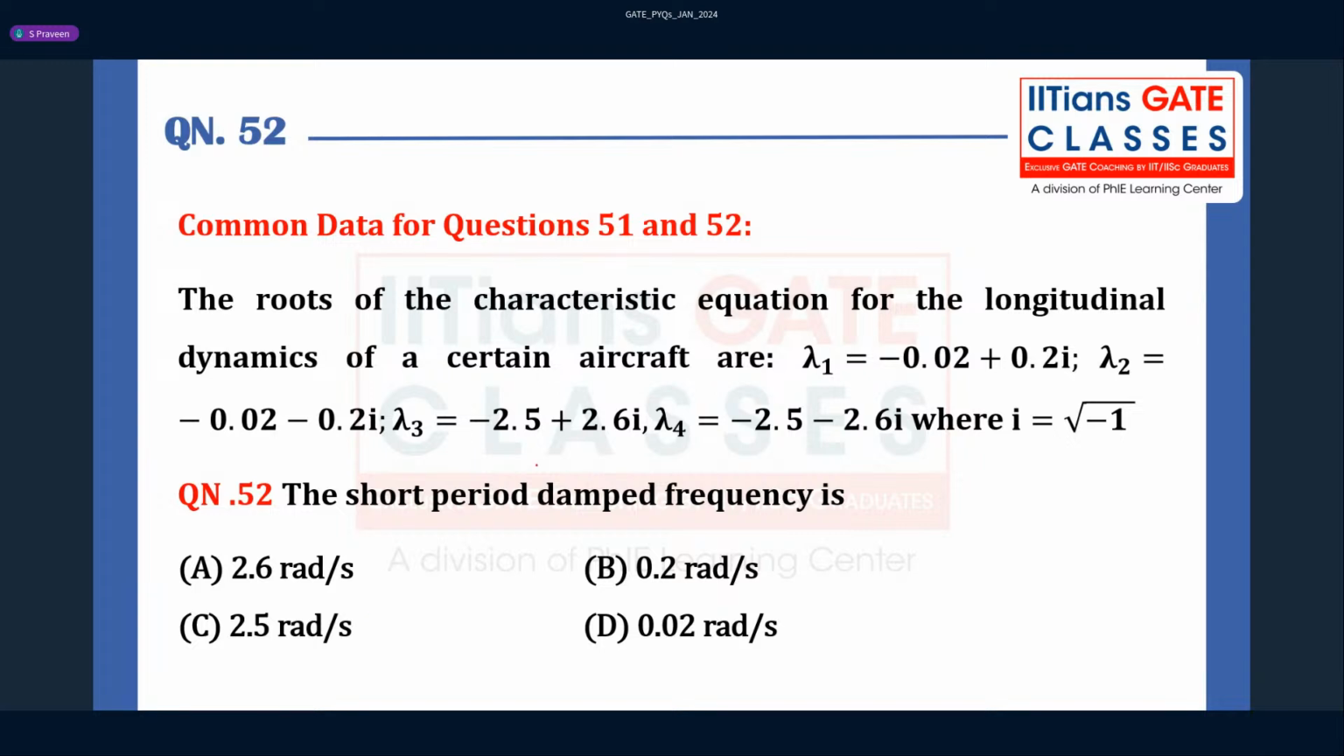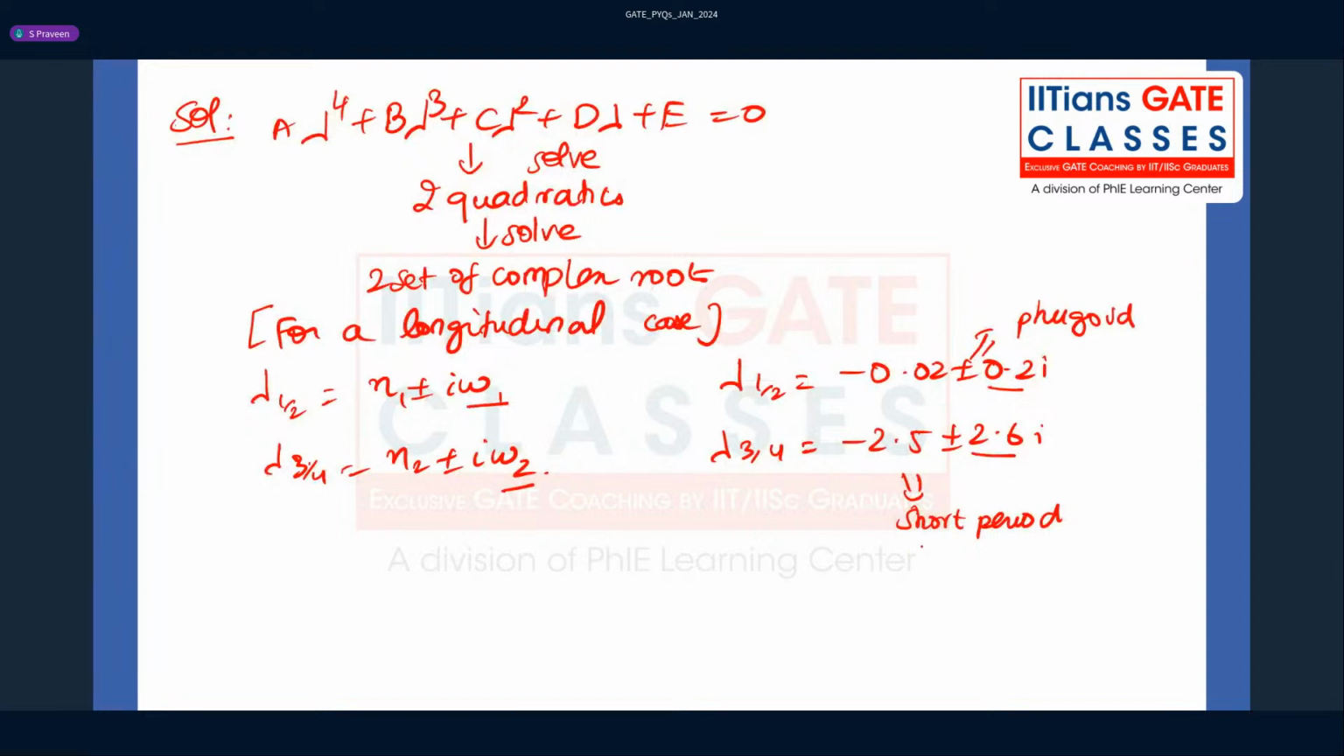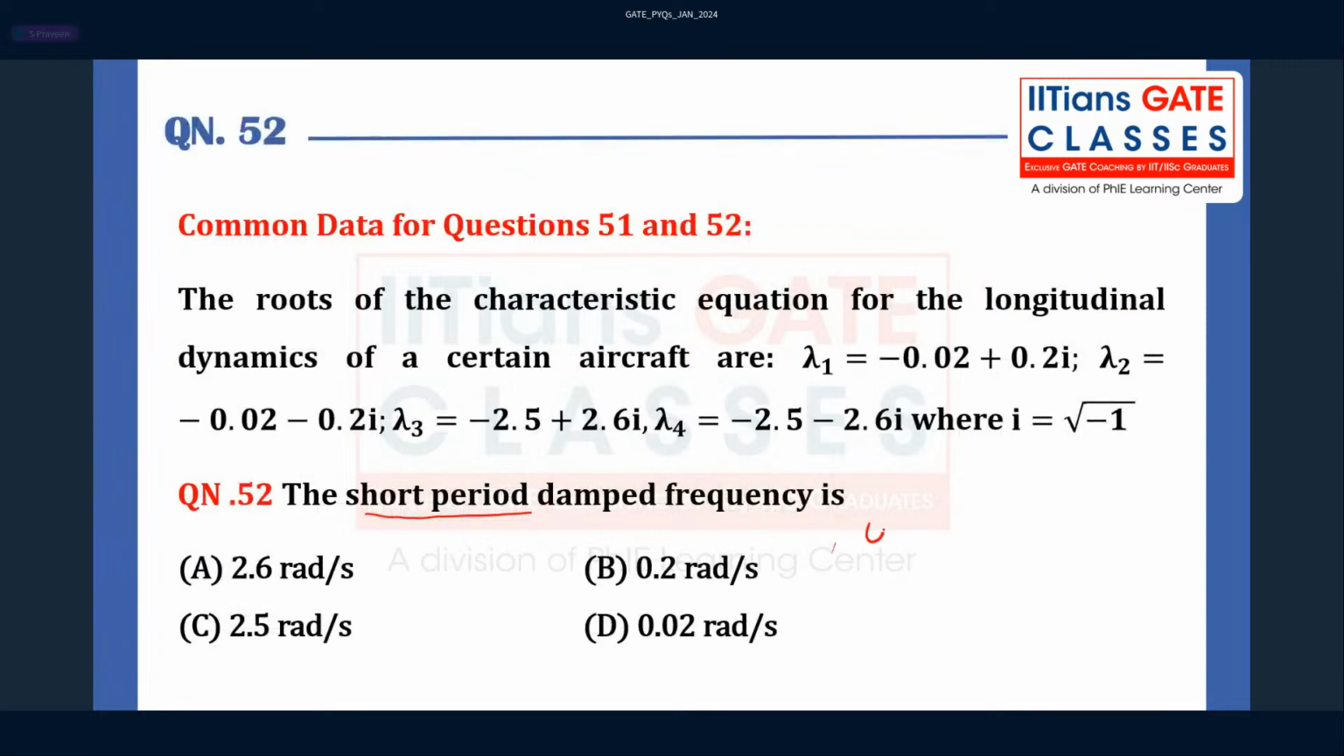Again, the same data: the short period damped frequency. Underline the words short period damped frequency. So go back to the previous problem that we solved. So we have the short period, right? Which is what we infer. Because my omega is small, this is my Phugoid, and omega is large, so this is my short period. So basically, if you look at the short period, this is my omega part, which is my damped frequency part. Hence, your omega would simply be 2.6. So which is my option A.